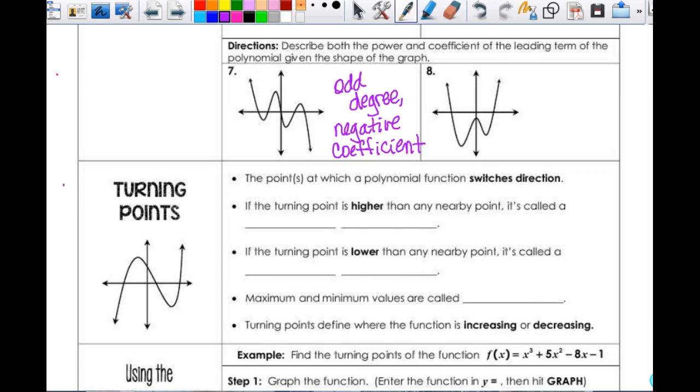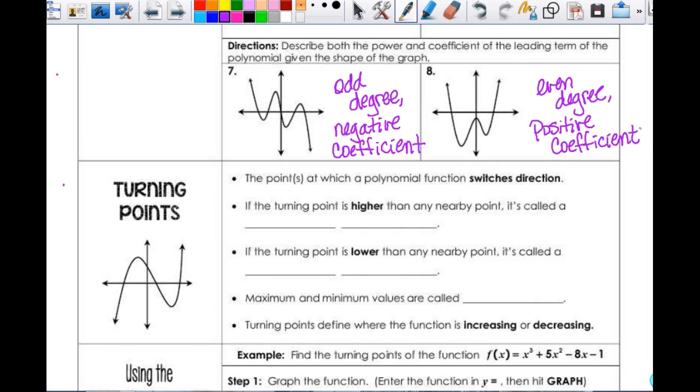All right, so let's see what we think about degree. The ends are the same. So since they're the same, it needs to be even. So it's an even degree. Even's either up, up, or down, down, right? And since this is up, up, like a parent function of a parabola, that would mean that we have a positive coefficient. Okay, so that's all I expect you to be able to tell me at this point. We'll get to the rest a little bit later.